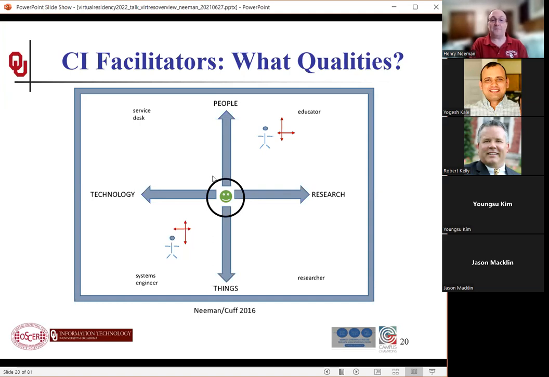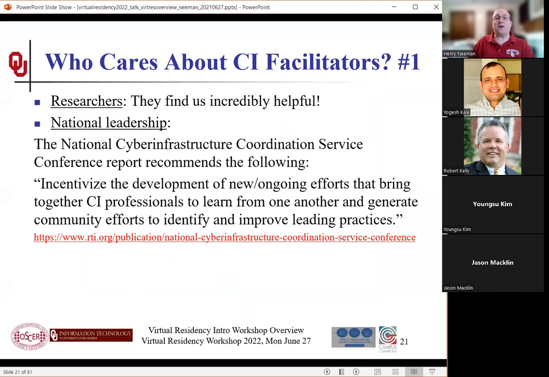We sit in the middle of all of that. We love research and technology. We love people and things. And that's what makes us really, really good at this job. So who cares about this?